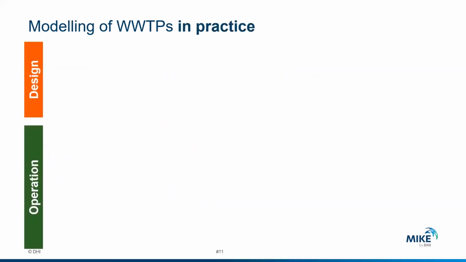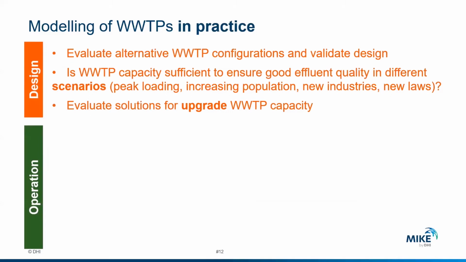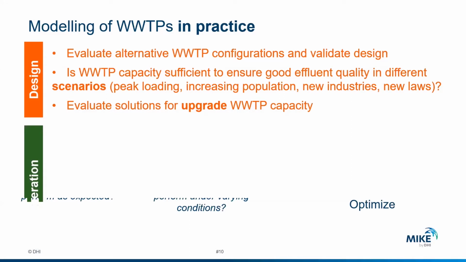So in practice, models can be useful at different stages of the life cycle of a treatment plant. They can be useful in the design and in the retrofitting stage. For instance, we can use models to evaluate different treatment plant configurations, verify design that is normally carried out at steady state, assess the treatment plant capacity and verify whether it's sufficient under different scenarios, and evaluate alternative solutions for retrofitting.